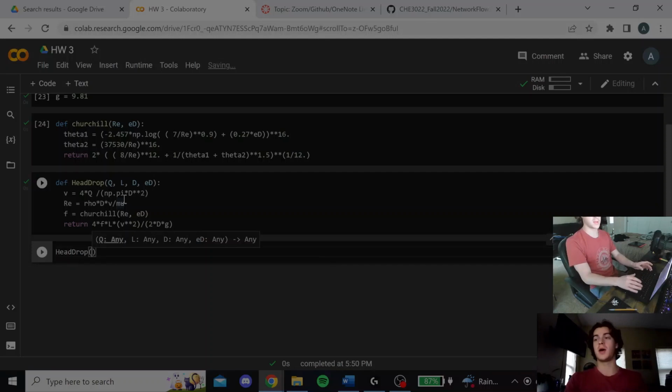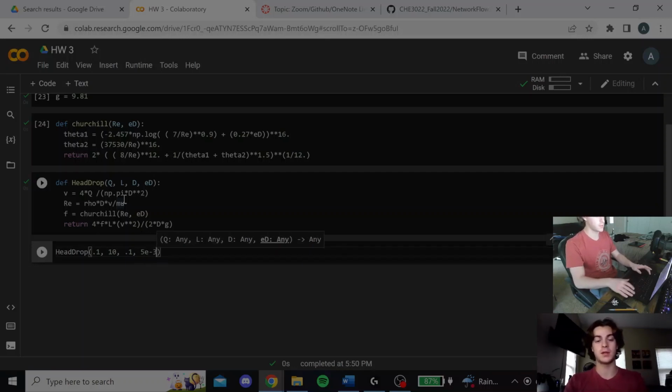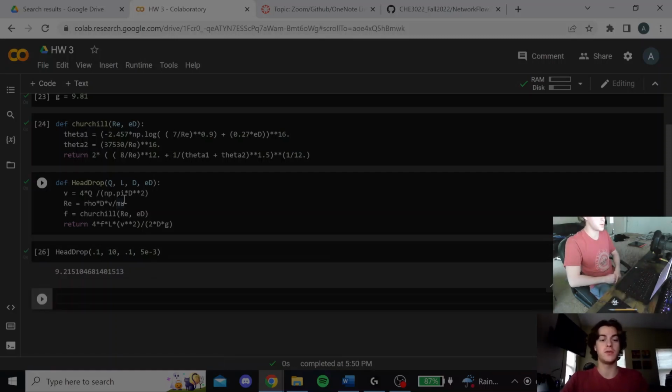So if we pass 0.1 as our flow rate, 10 as the length of the pipe, 0.1 as the diameter of the pipe, and these units are all in meters. And then for our surface roughness, we can do 5e to the negative 3. And this should give us about a value of 25. And it doesn't. That is great.